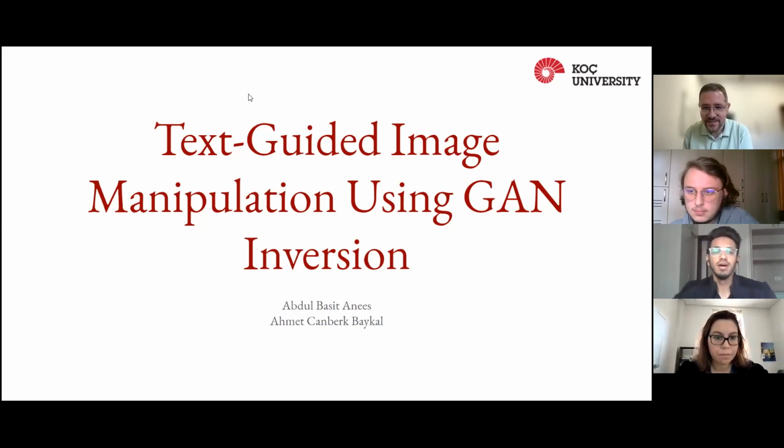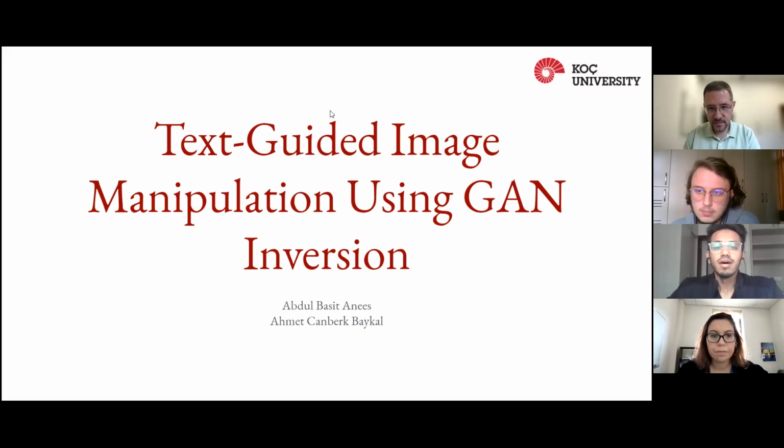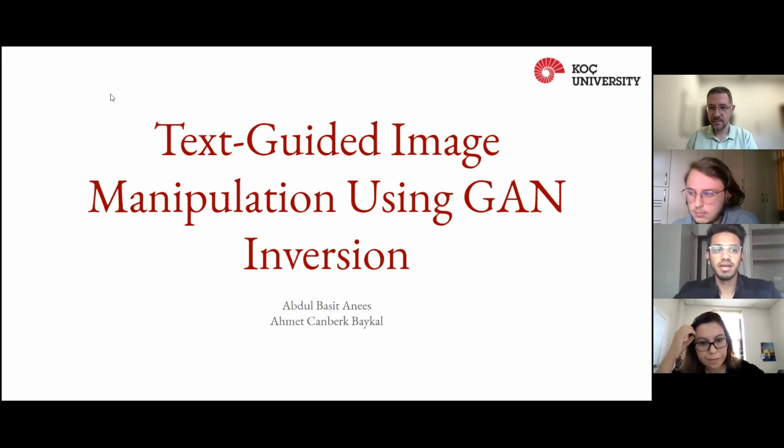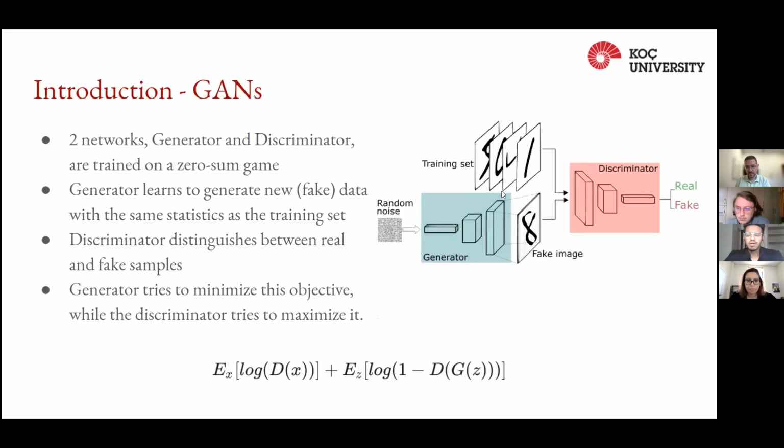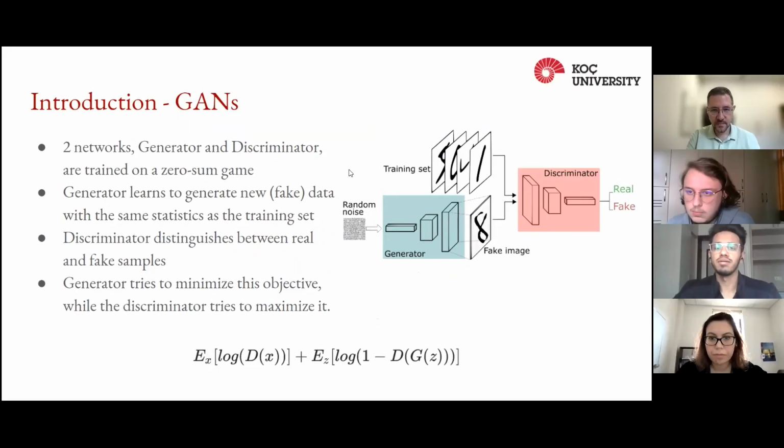Okay. Hello, everyone. I'm Basit, and I'll start our presentation. Canberk and I have been working on this for a couple of months. So, let's start. Our project is basically text-guided image manipulation using GAN Inversion. Since it is based on GANs, I'll start with a basic introduction to GANs. I guess most of you have basic knowledge about GANs, but I'll give a brief introduction.